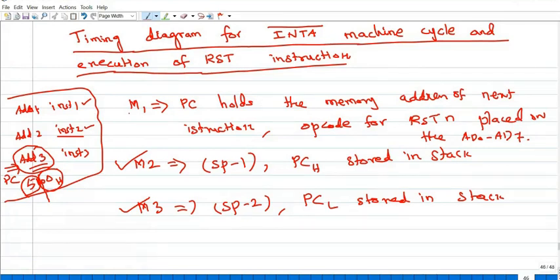So we need to draw the timing diagram with the help of 3 machine cycles. In machine cycle 1, the opcode is placed on AD0 to AD7, the corresponding hexadecimal code for the RST instruction. At the same time, the program counter holds the next immediate address. During M2, write the higher order PC data on the stack. During M3, write the lower order PC data on the stack.